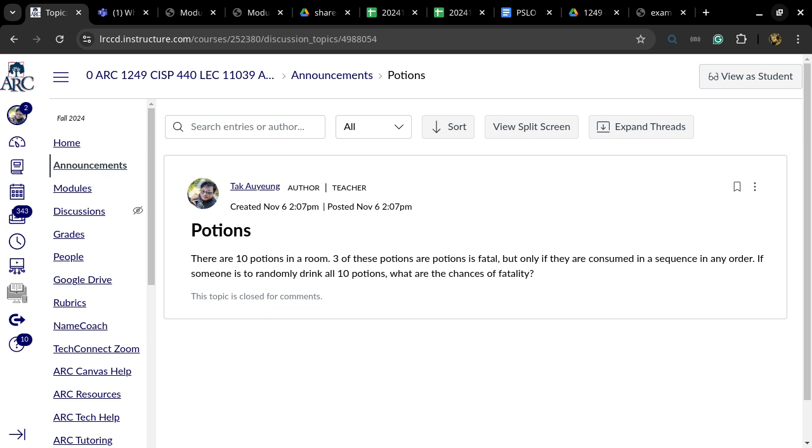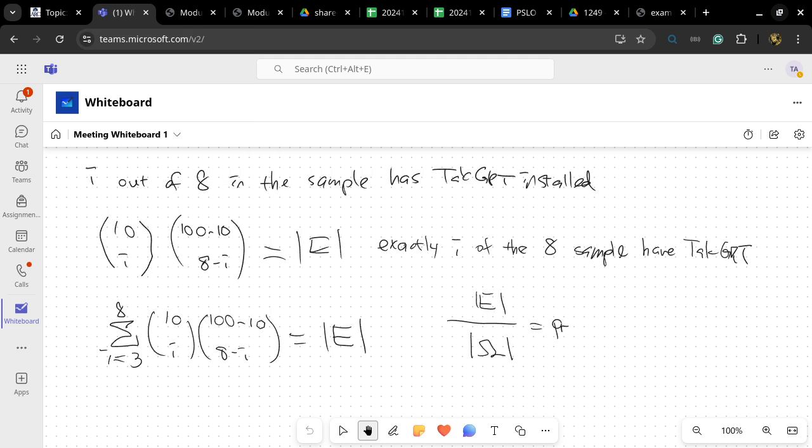Partially though, because the order could be if you drink it from 1 to 3, or if you drink it from 7 to 10. That part does not matter because if you drink A, B, and C last versus drinking A, B, and C first, you're still dead. Okay, so the question now is how do we analyze this problem and how do we solve it?